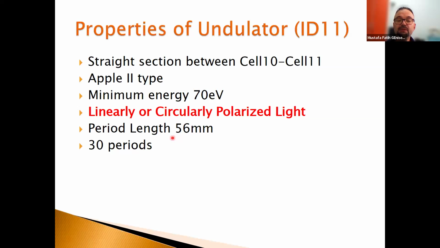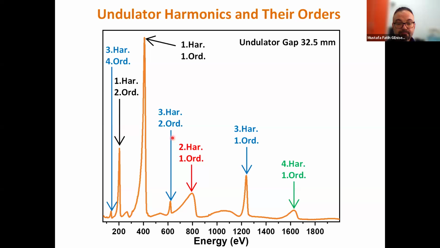We can go down to a minimum of 70 eV, and here you can see the harmonics. As I mentioned before, undulators are different from the wiggler or the bending magnets. They are a line source. You can see some harmonics and some orders from these harmonics, which are collected from the HESEB undulator. At some specific energies, the intensity is very high.